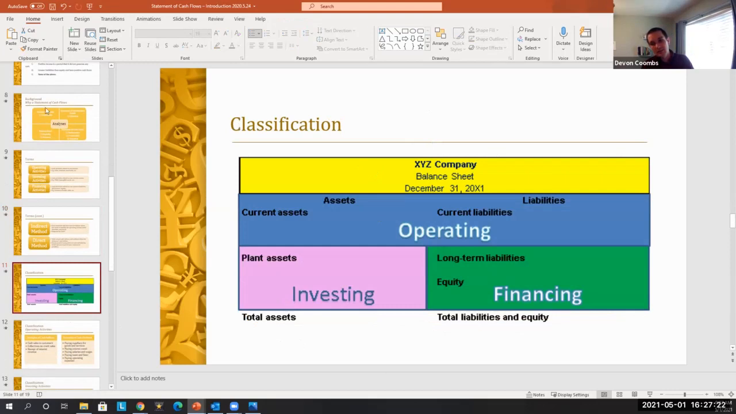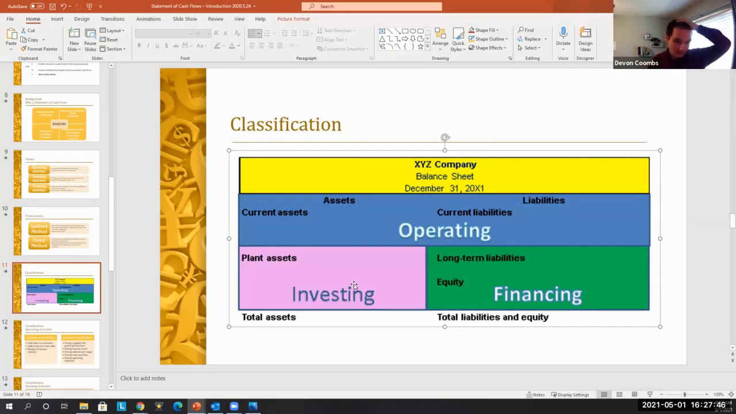And so here's another way, a slide I like, to really simplify the classification. If we have a balance sheet, current assets and current liabilities are almost always operating activities. Plant assets, any long-term asset, is investment activities, and any long-term liabilities are equity or financing activities. This is the easiest way to classify it. There's nuances and complexities you get when you get more complex transactions, but for this class, this is the way I want you to think.